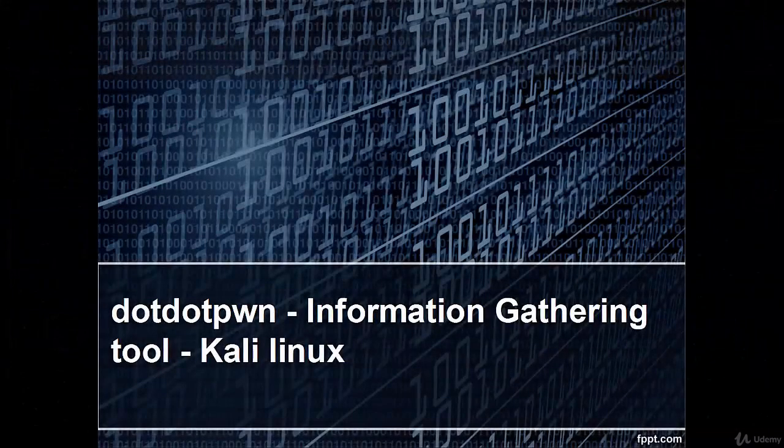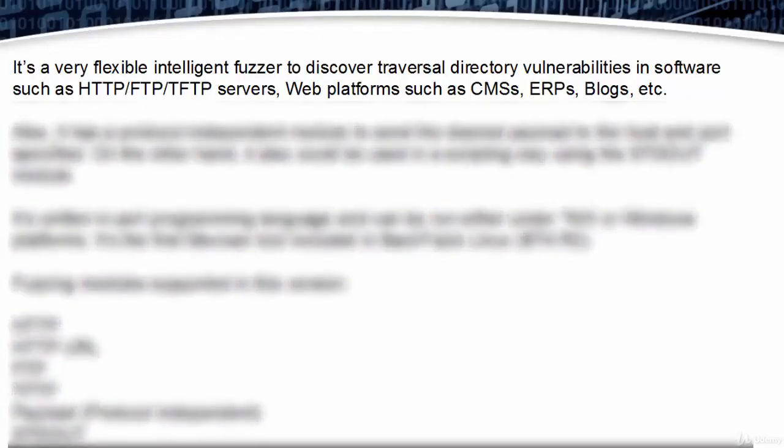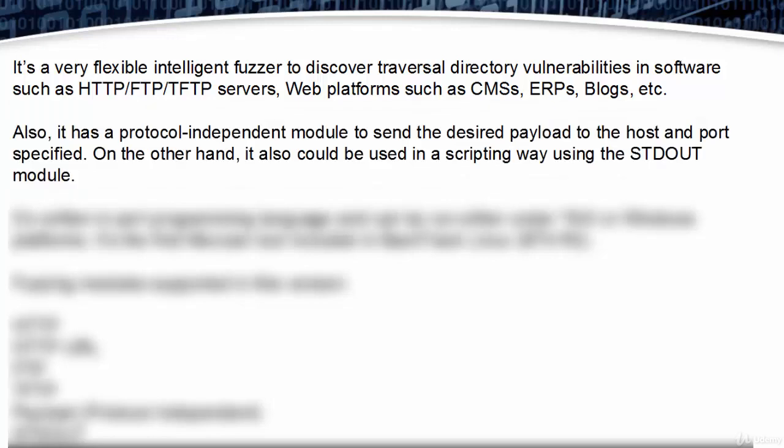Welcome. In this video we are going to learn the DotDotPwn information gathering tool in Linux. It's a very flexible, intelligent fuzzer to discover directory traversal vulnerabilities in software such as HTTP, FTP, TFTP servers, web platforms such as CMSs, ERPs, blogs, etc.